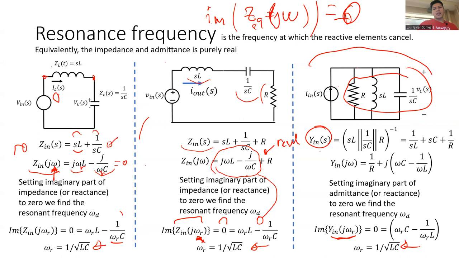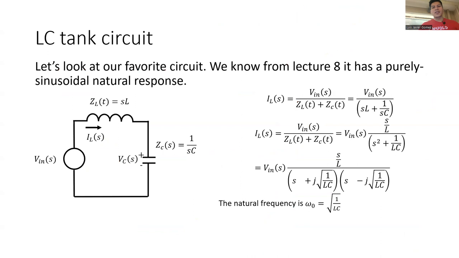Is it clear what resonant frequency means? You basically take your circuit, find the impedance, set the imaginary part to zero and solve for the frequency, and that gives you the resonant frequency. That's effectively all you have to do. So here I went over the tank circuit, the natural frequency.